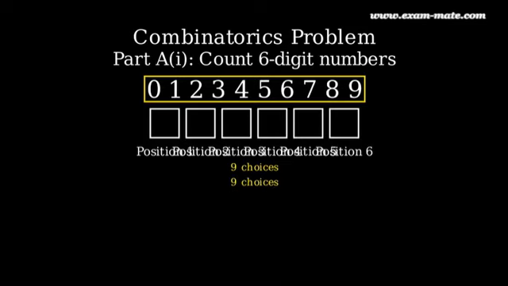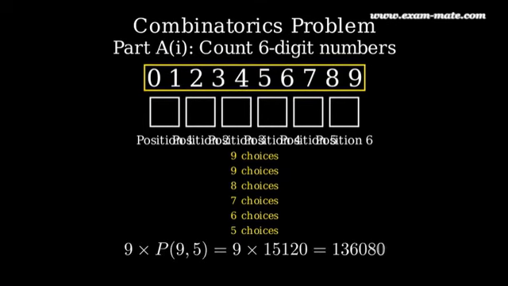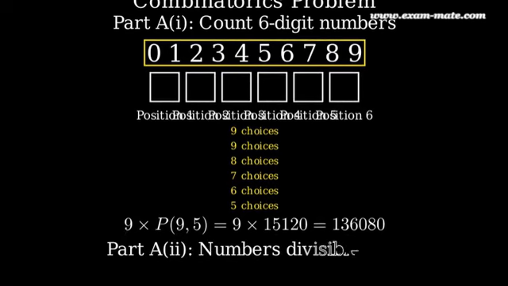For the second position, we have 9 remaining digits to choose from. For the third position, 8 digits. For the fourth, 7 digits. For the fifth, 6 digits. And finally, for the last position, 5 digits. Using the multiplication principle, we multiply all these choices together. That's 9 times 9P5, which equals 9 times 15,120, giving us 136,080 possible numbers.